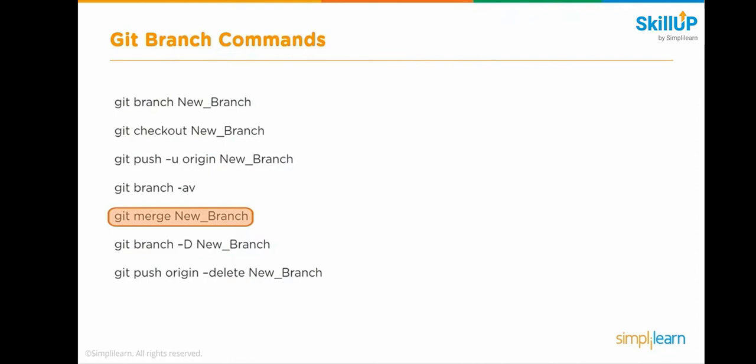Once you merge the contents of any branch, you would possibly want to go ahead and delete this branch. So the command to delete the branch locally is git branch -d and the name of the branch. This again would delete the branch locally. In order to make this change on the server, which is in order to remove this branch from the server, the command to do that is git push origin --delete and the name of the branch. This would also delete the branch that you created on the server.